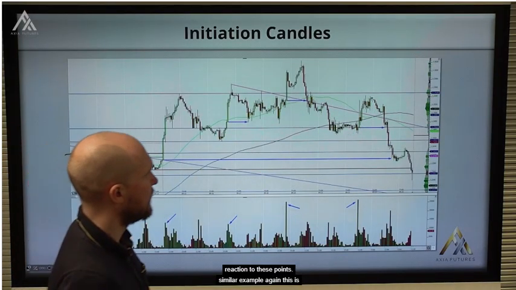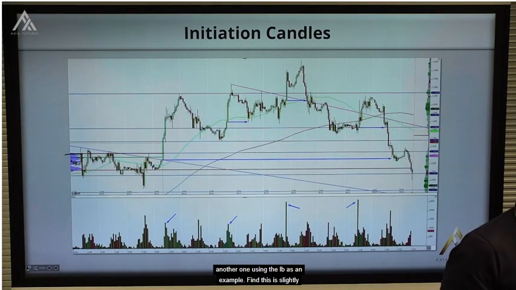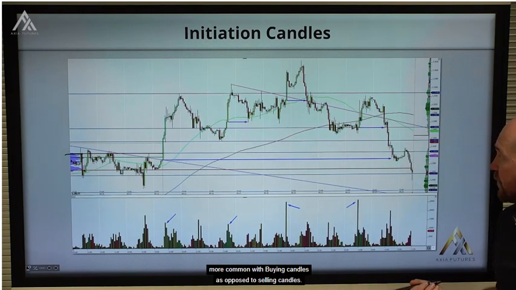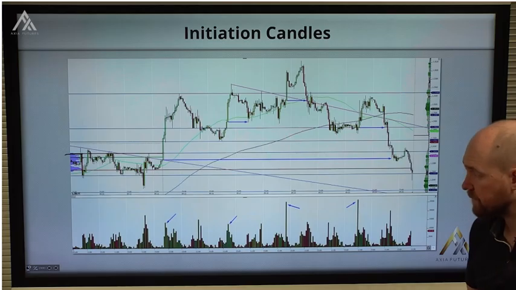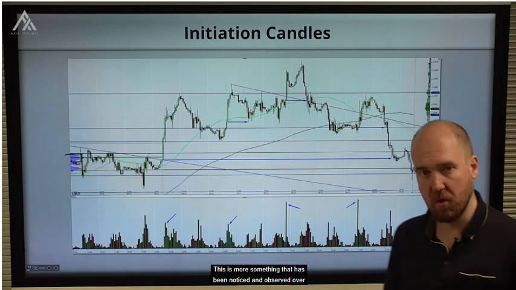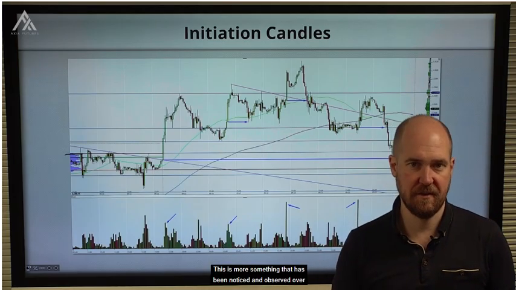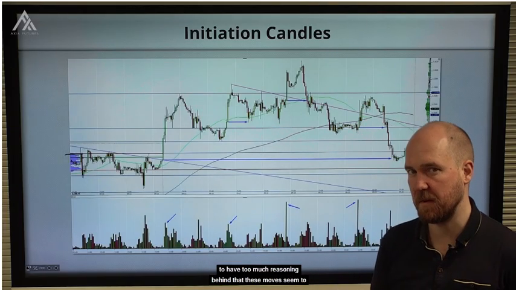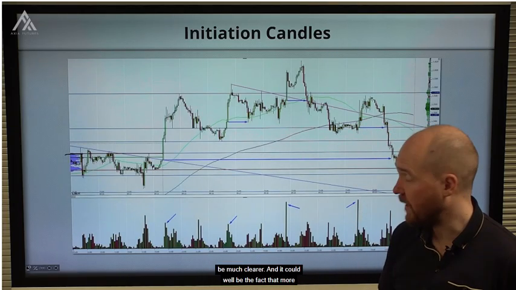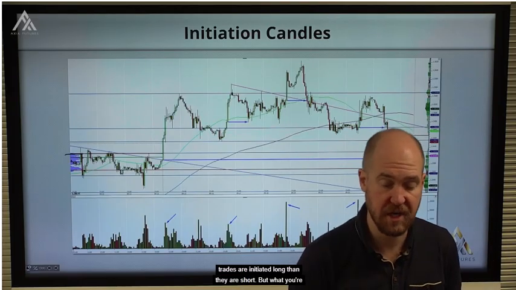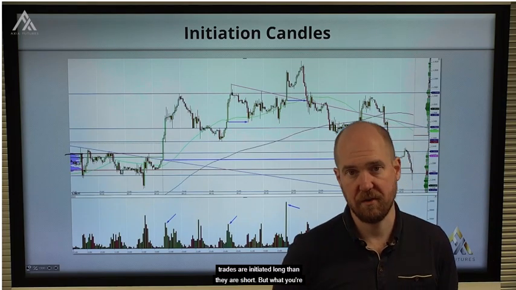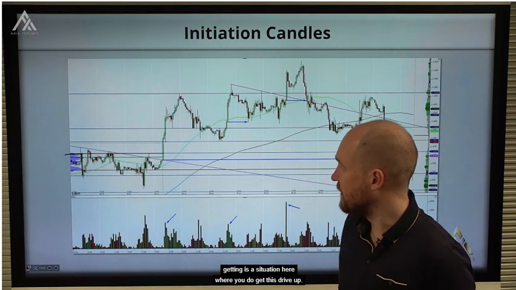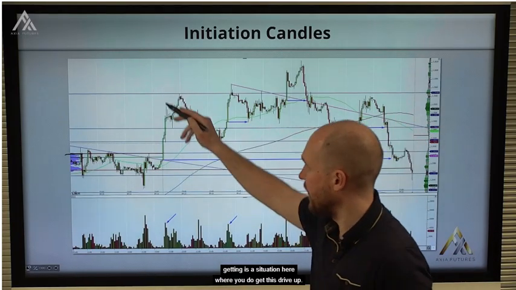Similar example again. This is another one using the pound as an example. I find this is slightly more common with buying candles as opposed to selling candles. This is more something that has been noticed and observed over time as opposed to being something that necessarily has to have too much reasoning behind it. These moves seem to be much clearer, and it could well be the fact that more trades are initiated long than they are short.